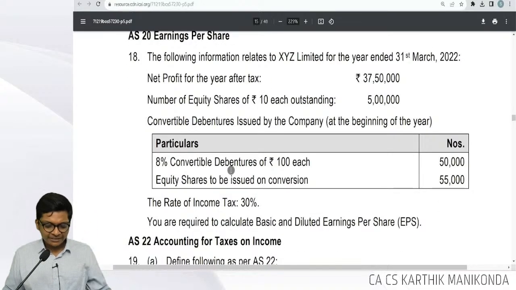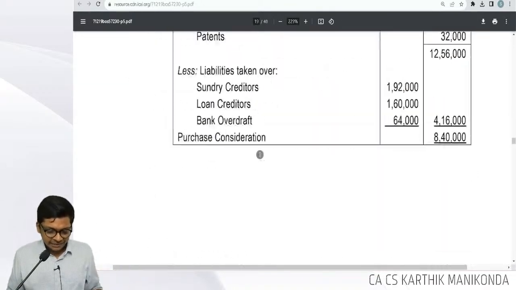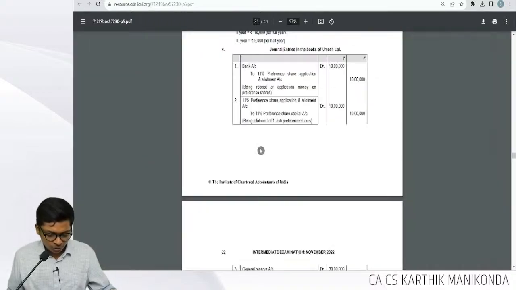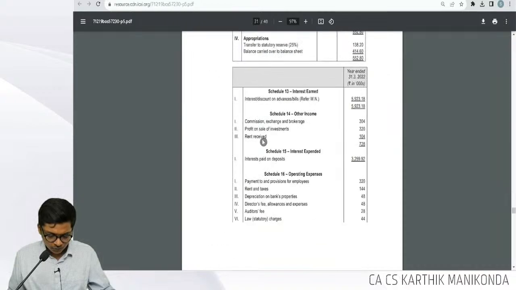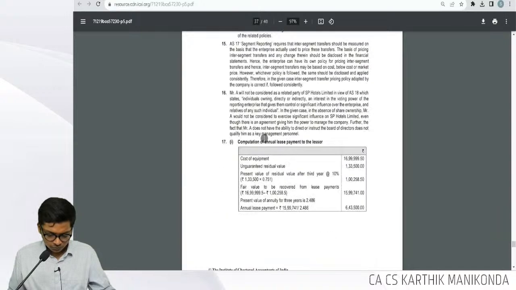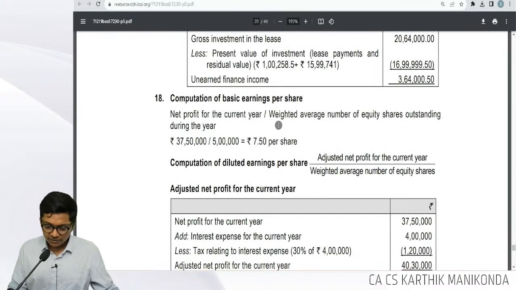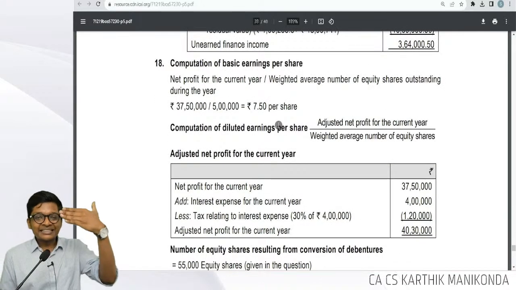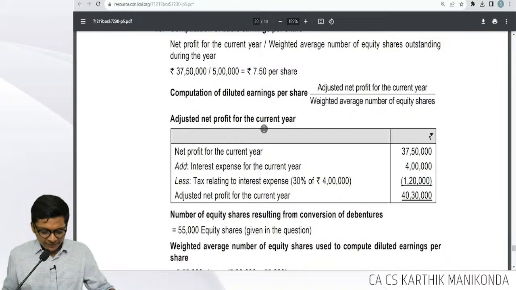Look at diluted EPS here, fairly simple guys. They gave net profit, number of equity shares, debentures that are going to be converted, tax rate. Easily we can go look at the answer and understand. Existing plus savings, if you compute, let's go look straight to the answer. So if you see here, first basic EPS is computed as 37,50,000 divided by 5 lakh 7.5. That is basic EPS. Diluted EPS is very easy, guys.